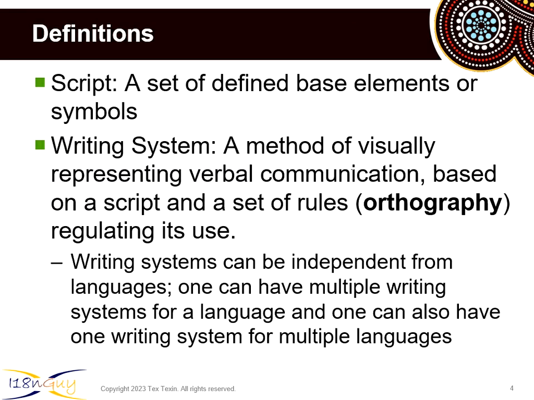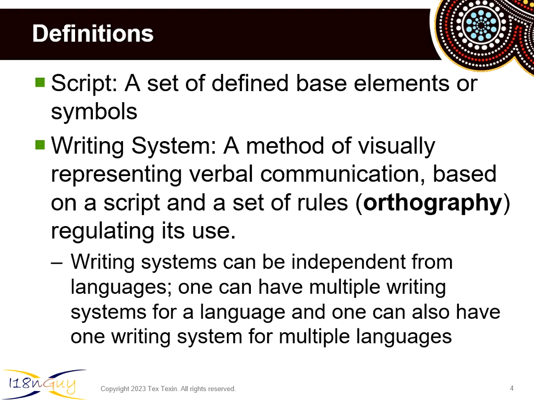So let's talk about what a writing system is. It's basically a way of visually representing what was traditionally verbal communication. And it's based on a script and a set of rules that are known as orthography. And a script is a set of base elements or symbols that are used to visually represent parts of communication.